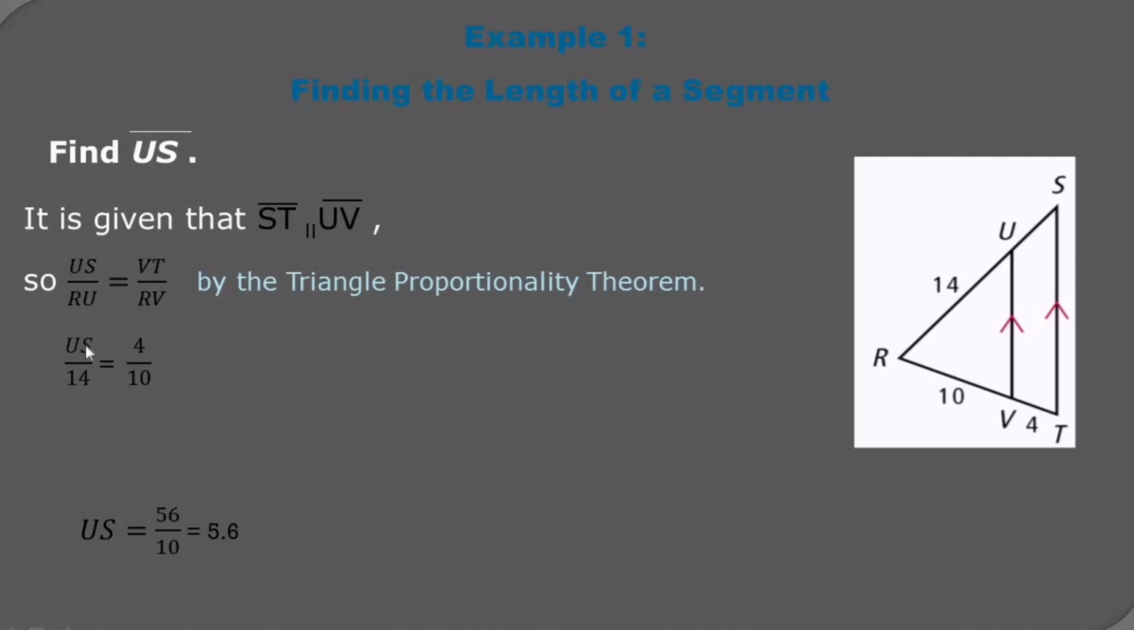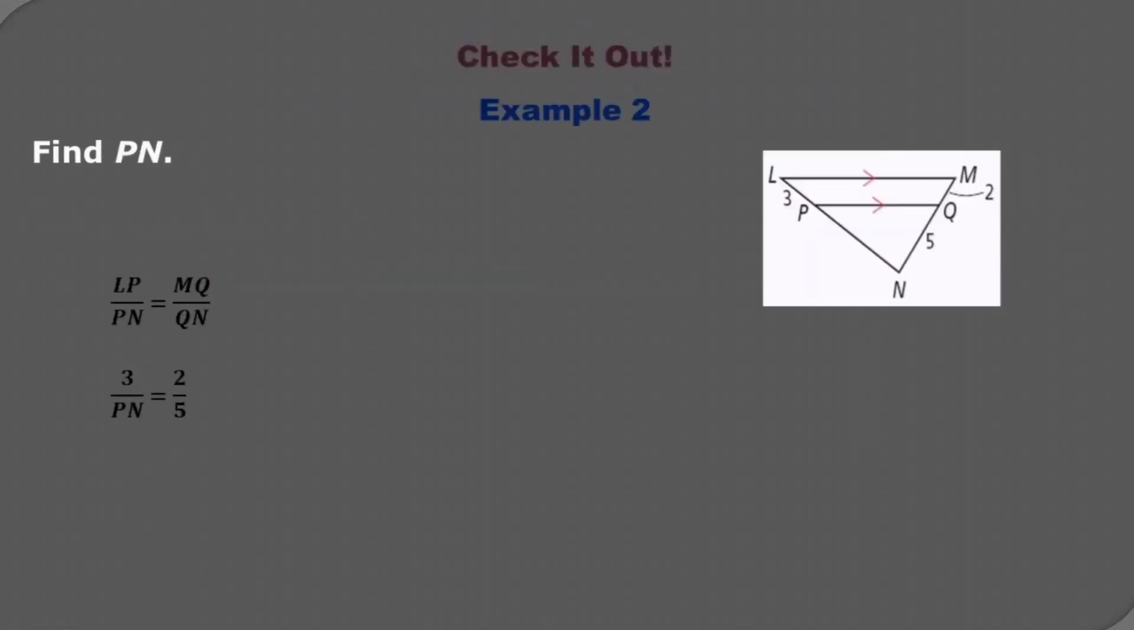Write it down. Cross multiplication. Multiply 10 by US, which is going to be 10 US equal 4 multiplied by 14, which is 56. Now I have 10 US equal 56. So US equal 56 divided by 10, which is simply equal 5.6. So if I have two parallel lines, they divide the sides proportionally.